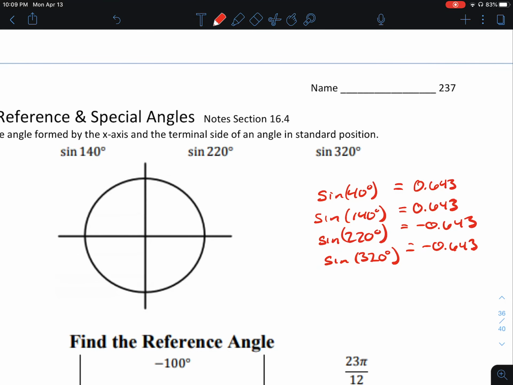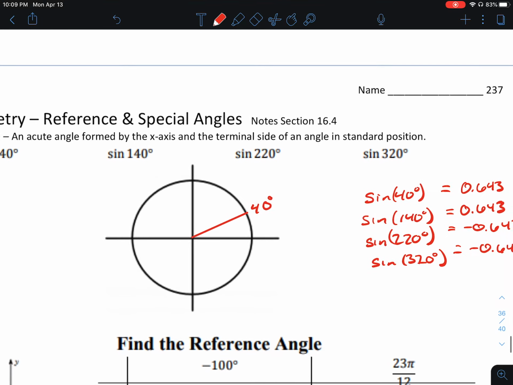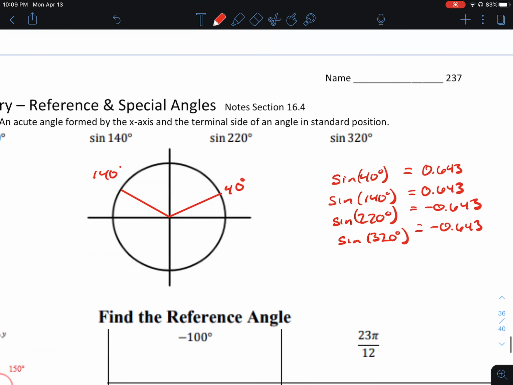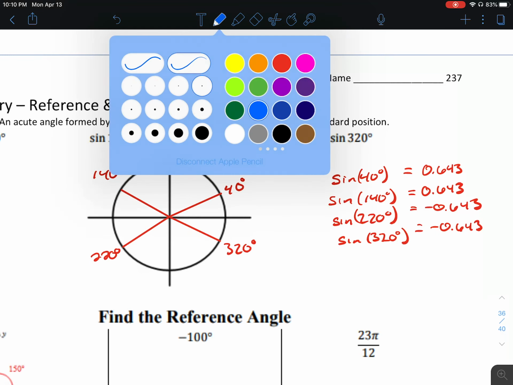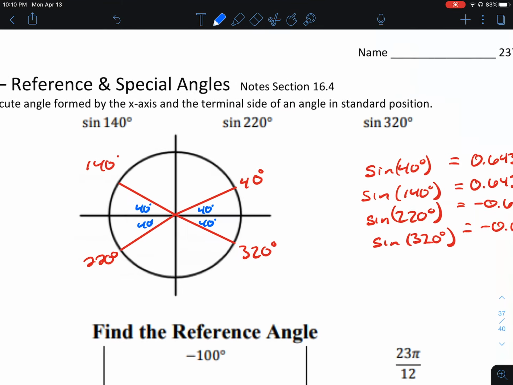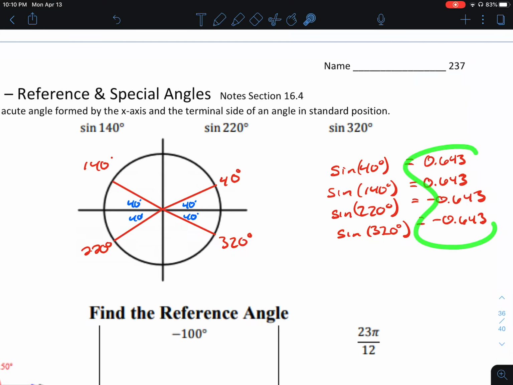In quadrant 1, if we have this 40 degrees, and then if we go to quadrant 2 as 140, see if we can figure out what all these have in common. And then in quadrant 3, this would be 220 degrees, and then quadrant 4 is 320 degrees. What do all these have in common? They all have the same reference angle. The distance each of these angles are from the x-axis is 40 degrees each time. That's why we're getting these four extremely similar answers.